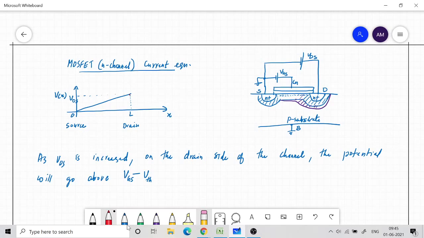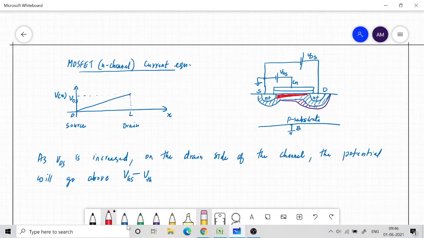So then the channel will look in a different way. It will look like this. The channel will have more carriers on the left side and it reduces. This is the way the channel will vary. The amount of electrons there depends upon the potential inside the channel region. If the potential is more, then the chance for inversion will be less.